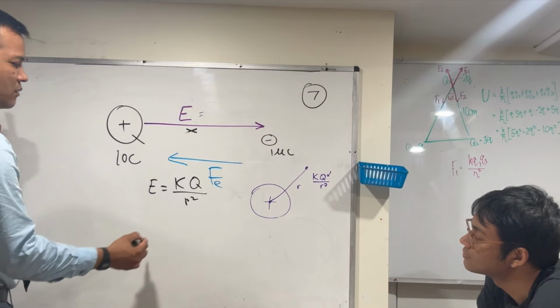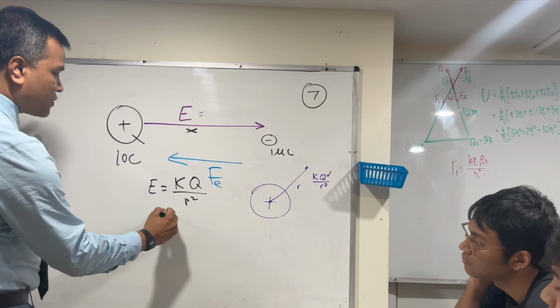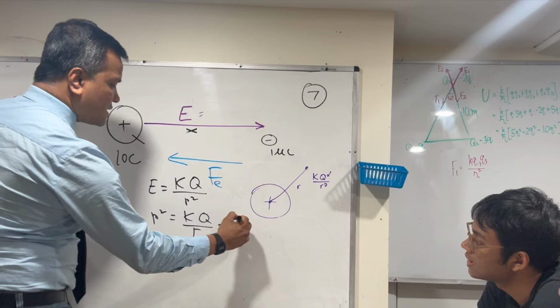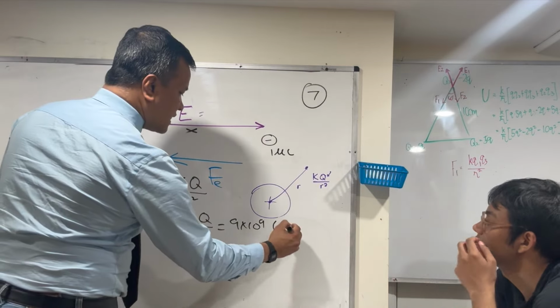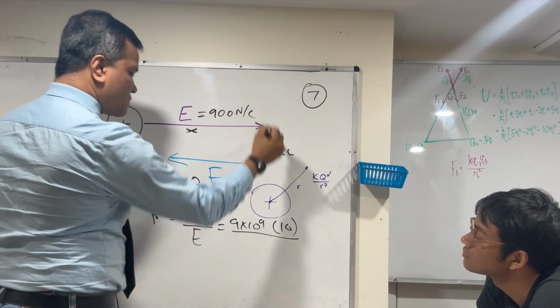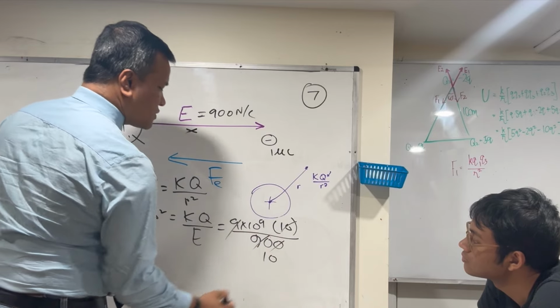Yeah. Okay, now what are you going to do? R squared is what we're trying to find. R squared is kQ over E. So the k is 9 times 10 to the 9, and I gave you Q, which is 10, and I gave you E, which is 900 newtons per coulomb. So 900. And see, it goes nicely. Yeah, that's how you made the problem.